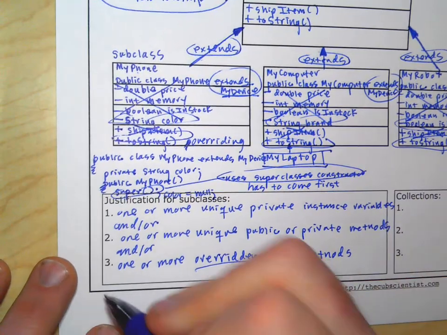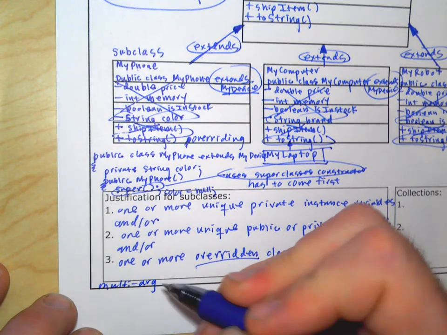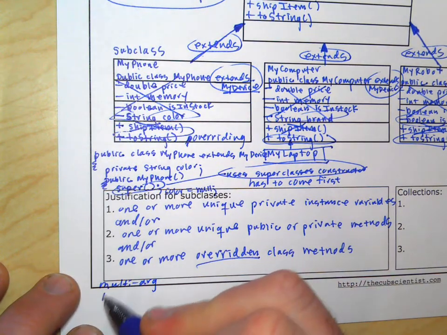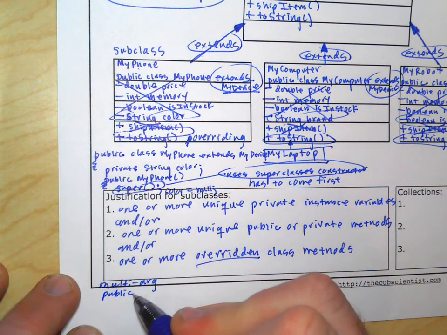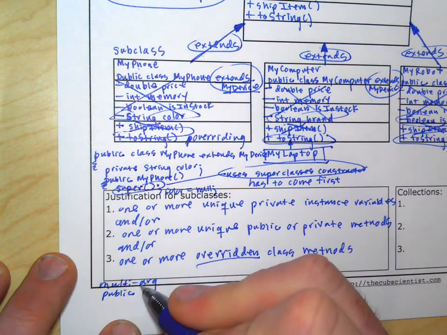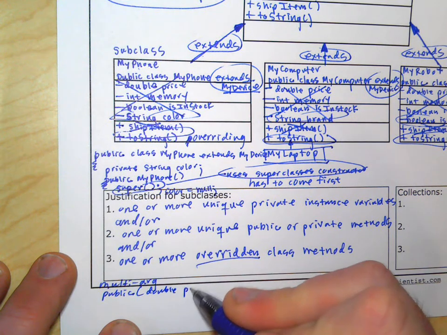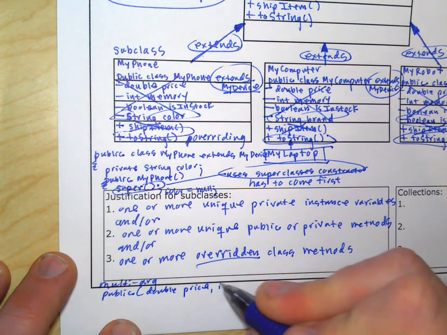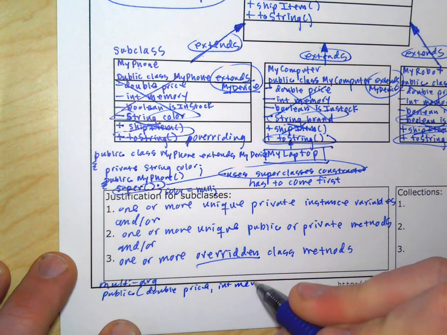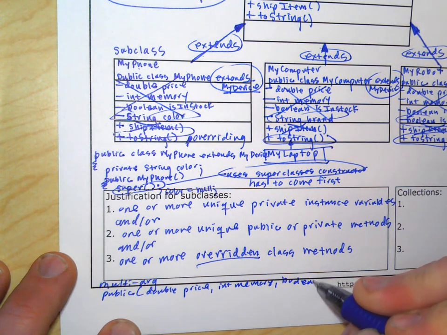Okay, now the multiplier constructor, I'm going to squeeze it down here. Okay, public. Now, you still have to bring in double price, int memory, boolean is in stock.